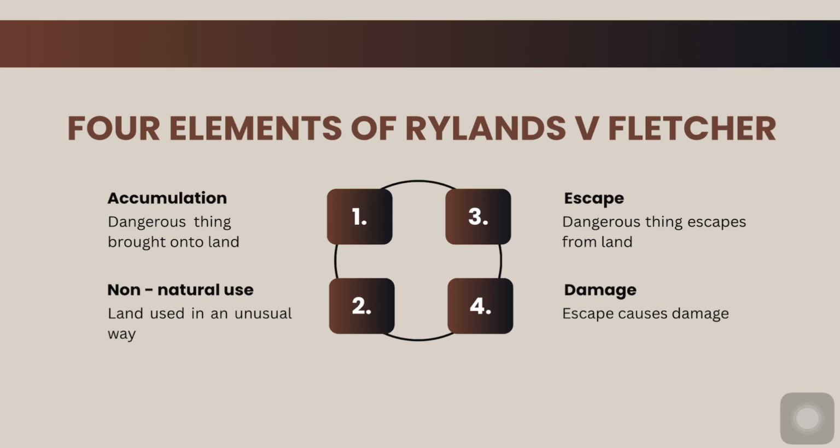Third, escape. The dangerous thing must leave the defendant's land. So, if the water tank bursts and floods neighboring properties, that is an escape. Foreseeable damage. The type of damage must be something that could reasonably be expected. Flood water damaging nearby homes and businesses is clearly foreseeable.